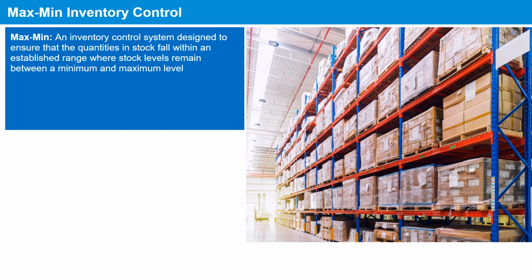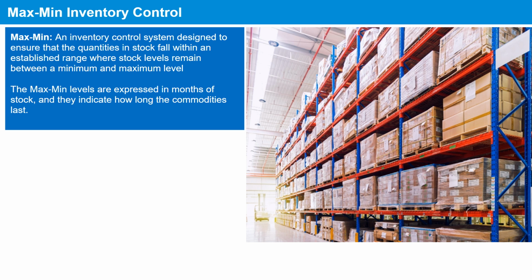A max-min inventory control system is designed to ensure that the quantities in stock fall within an established range where stock levels should always remain between a minimum and maximum level. The max-min levels are expressed in months of stock and they indicate how long the commodities last.